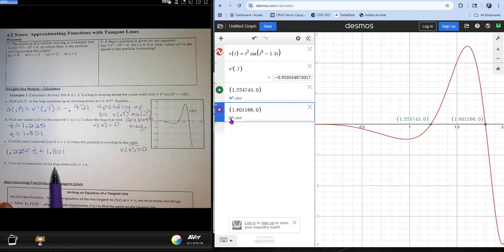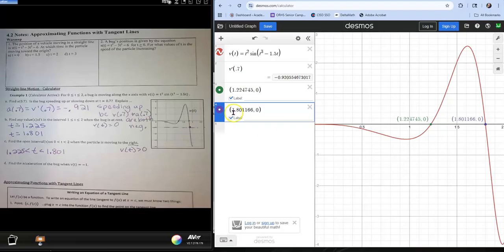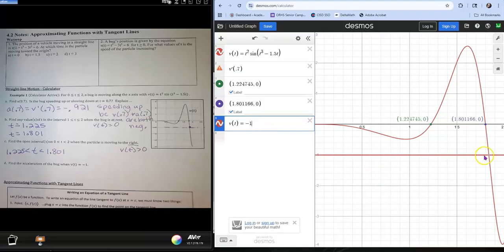Find the acceleration of the bug when the velocity is -1. Well, this is my velocity graph. It is -1 right here. So I'm looking at this point right there on my graph. I could put y equals -1 or v of t equals -1, just so you can see that graph. I need to go to the next line. Okay, so here's the line at -1.